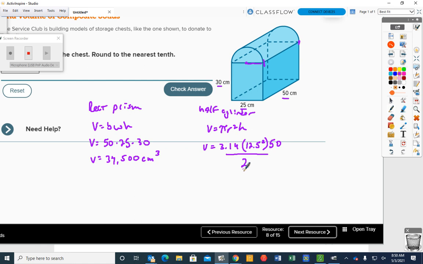Why am I dividing this by 2? Because it's a half a cylinder, but we're not going to do that yet. Let's find the volume of this cylinder as if it was a whole cylinder, okay? So let's do first, what is 12.5 times 12.5? 156.25. Okay, so we'll say 3.14 times 156.25. And we're going to multiply that times 50, right?